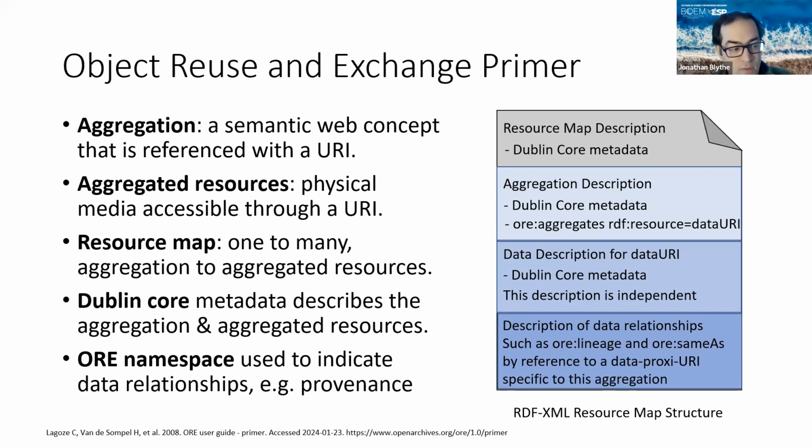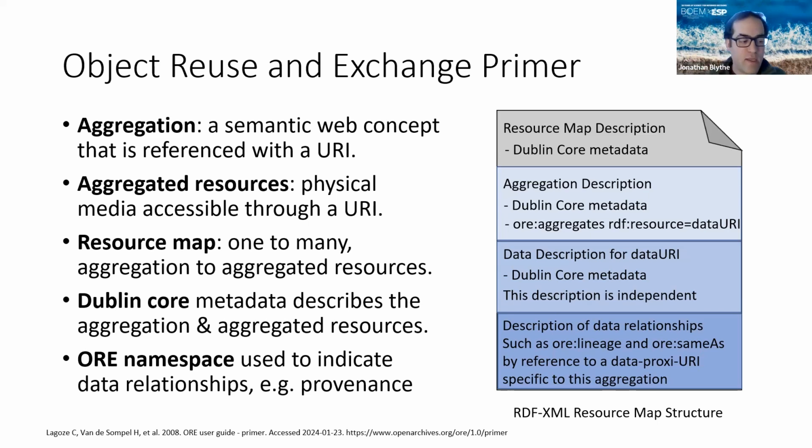So this is very much like the collection level metadata concept, where each aggregated resource is a data granule. At each level of this resource description, you can have Dublin Core metadata. The only place it's absolutely required is in the resource map description, which is the header of the RDF file.